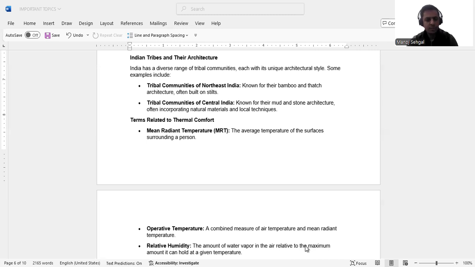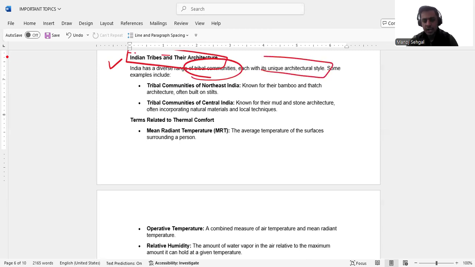So starting with the very first important topic, which happens to be the Indian tribes and their architecture. As we know, India has a diverse range of tribal communities and there is a unique architectural style attached with each community. For example, you could find in the tribal communities of Northeast India, bamboo and thatch are known for the architectural developments, and they definitely build the structures on stilts. And also in the case of tribal communities in central India, they construct their own houses using mud and stone.